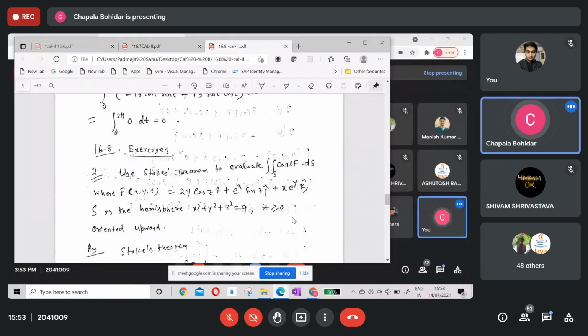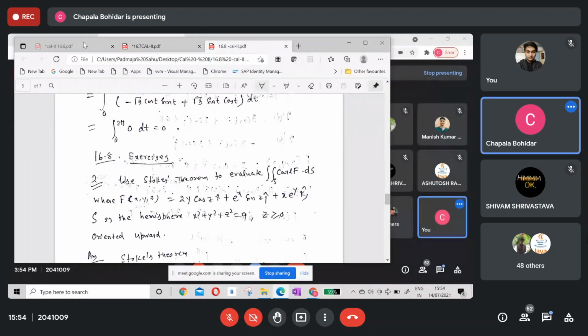The Stokes theorem question is given to you for the classwork. That is your question number 2 only, and the assignment is question number 3 only. Question number 2 is classwork, question number 3 is the assignment. Solve question number 2.